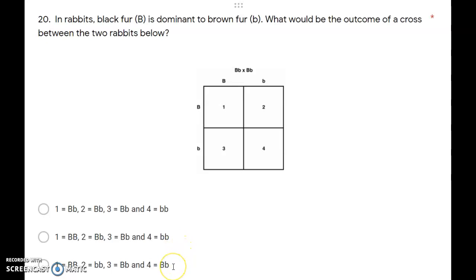And your third choice is: box 1 will be big B, big B. Box 2 will be little b, little b. Box 3 will be big B, little b. And box 4 will be big B, little b. So you will have one answer.